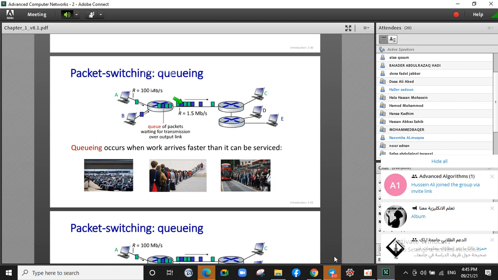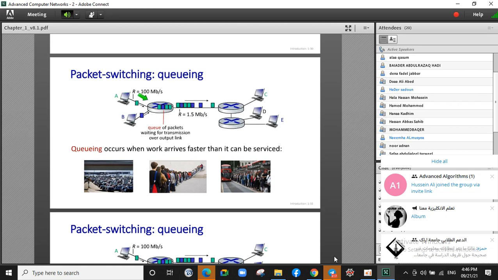So maybe we receive more information than our capacity. For example, here we have a link. We have a 1.5 megabit per second link. But the data transmitted by A and B are higher than this capacity. So we have to put extra data in a queue to clear this delay. This delay should be empty before I could send another packet. The link should be empty.